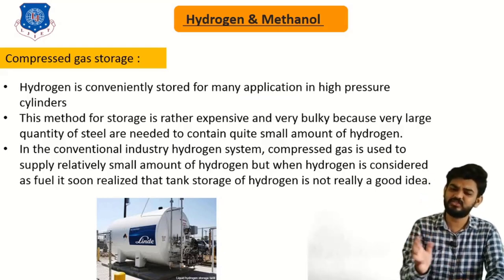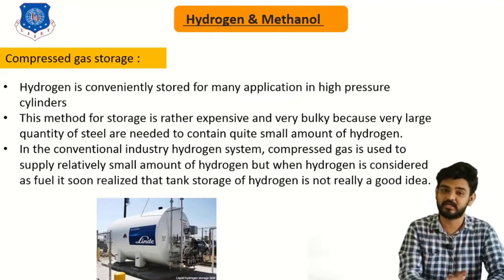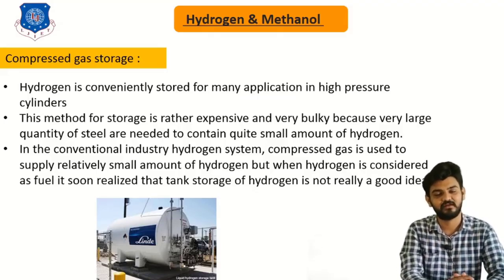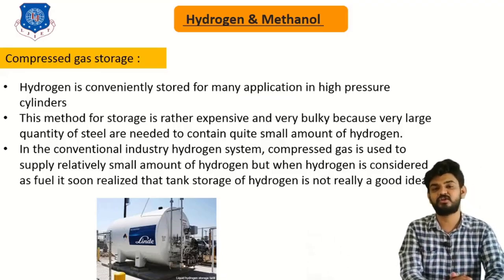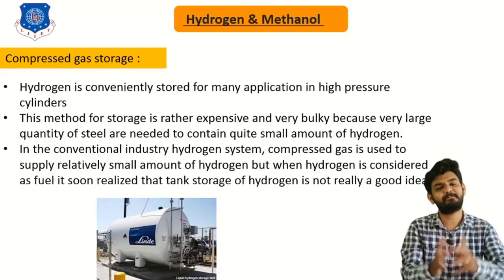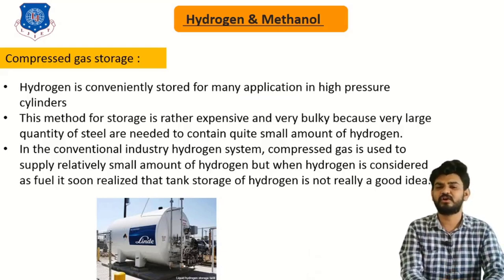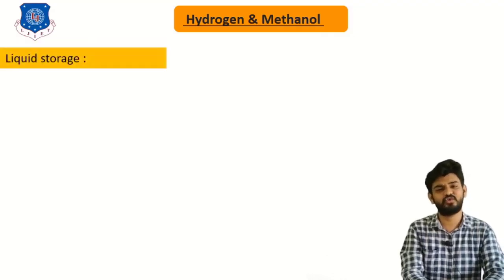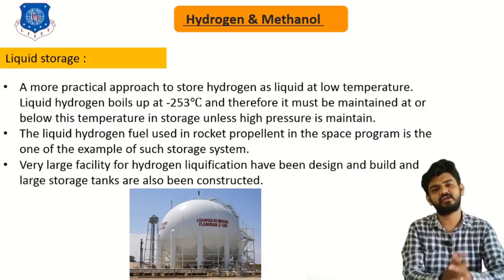Here in the image you can see the typical tank that is utilized for the storage of hydrogen in the form of compressed hydrogen. For fuel applications, such a storage system is not ideal, since it is very bulky and only a very small amount of hydrogen can be stored. So what is the next method and the most useful method to store this hydrogen? That is liquid storage.